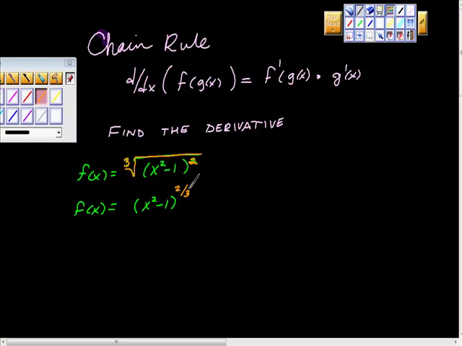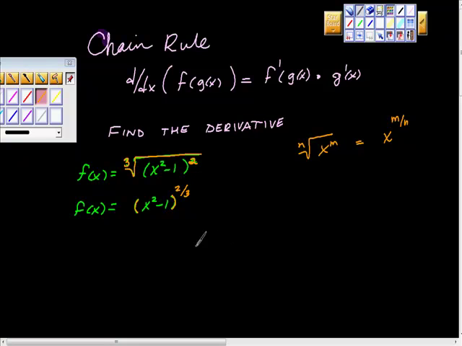If you're not clear on how I got to this from this, please go check out my video on rational exponents. But I guess really quickly, the nth root of x to the mth power is the same as x to the m over n power. Here's the numerator, here's the denominator. So that's how I did that. Now maybe you can see that we have two pieces of the function here.